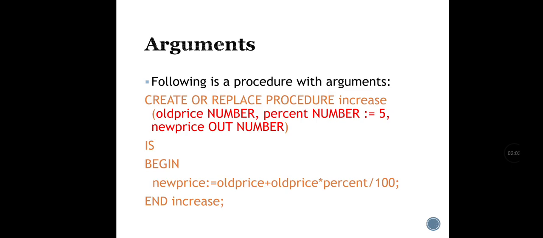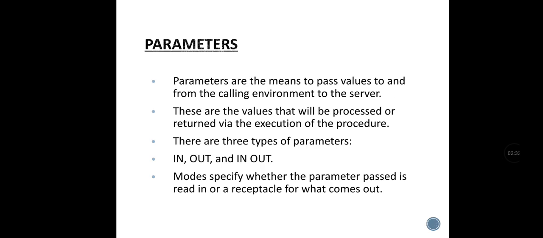Next one is an example. The following are the arguments: create or replace procedure, where the procedure name is increase, and the parameters are old price, percent, new price. These are the parameters or arguments, and new price is the output variable. It stores the value of the in arguments, that is old price plus old price star percent divided by 100.